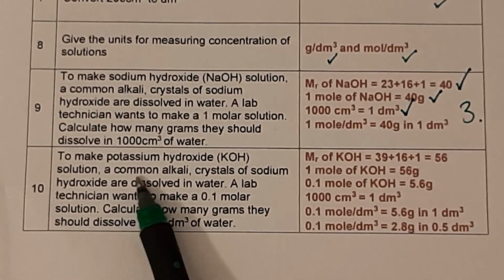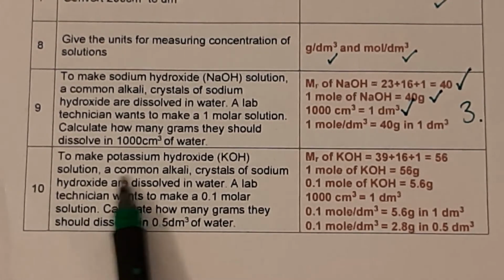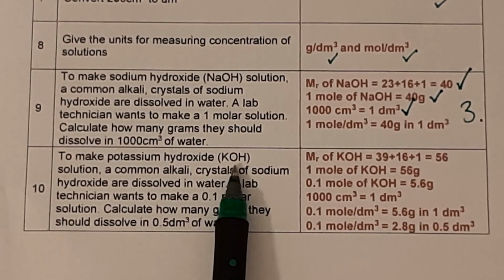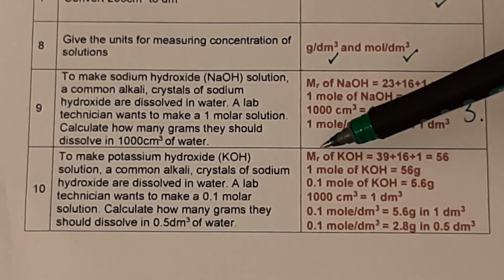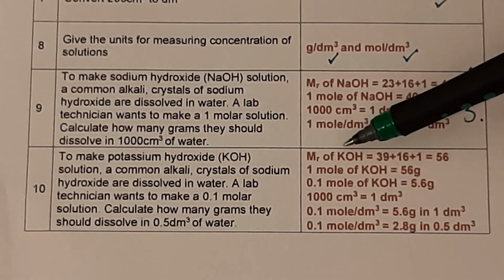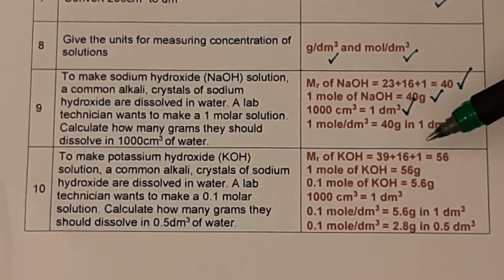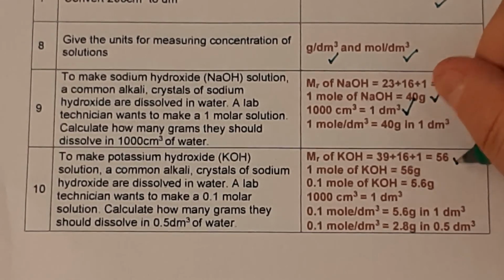To make potassium, question 10. To make potassium hydroxide, that's KOH, solution, a common alkali, crystals of sodium hydroxide are dissolved in water. A lab technician wants to make 0.1 molar solution. Calculate how many grams they should dissolve in 0.5 decameter cubed of water. So the MR, relative molecular mass of potassium hydroxide, KOH, is 39 plus 16 plus 1, giving us a total of 56. That's worth a mark.